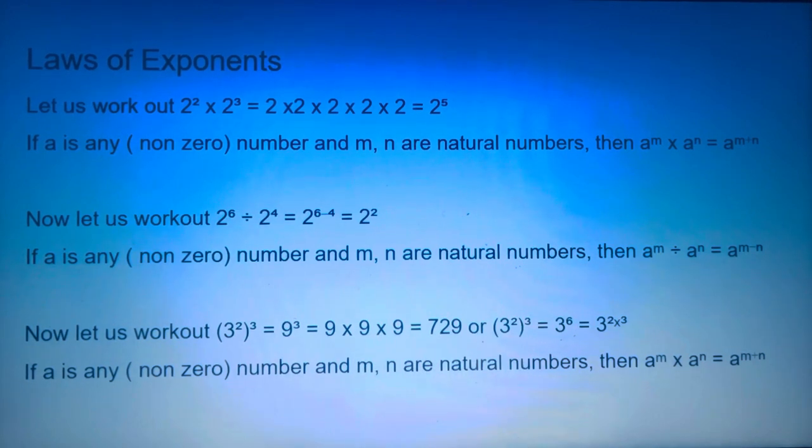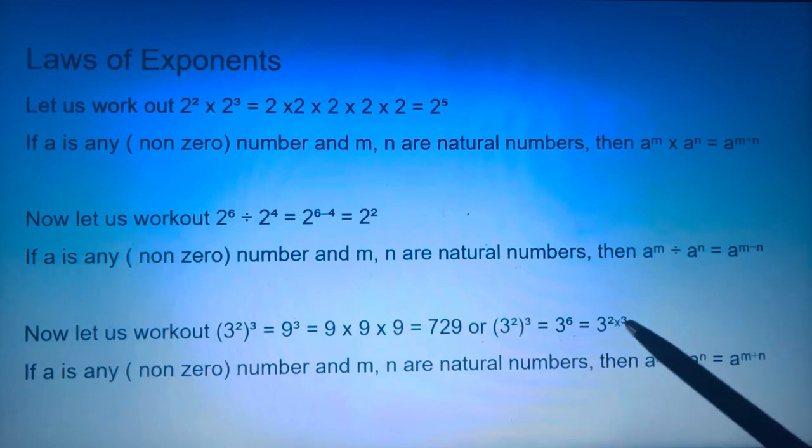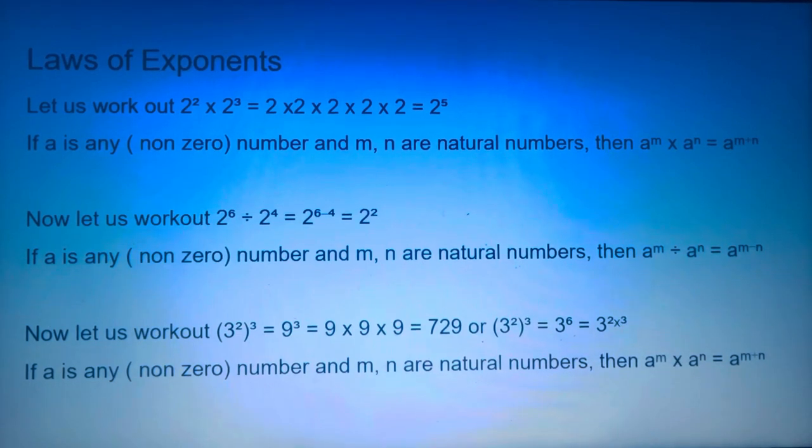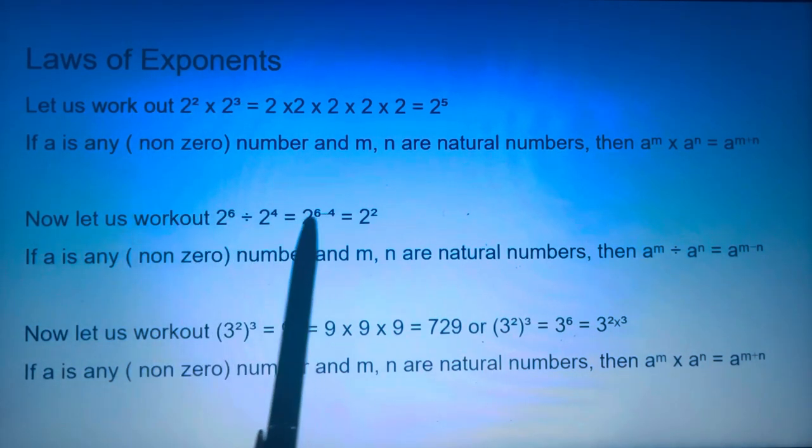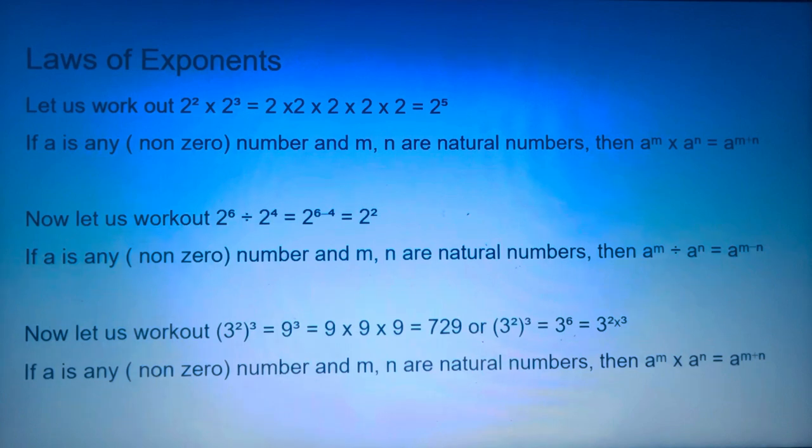Or we can write it like this: 3 to the power 2, to the power 3. 3 times 2 is how much? 6. So you multiply the powers. Exponents you can multiply and write it here. So in the case of multiplication, you add up the powers. In the case of division, you find the difference between the two powers. And in the case of this, you multiply the powers. See.